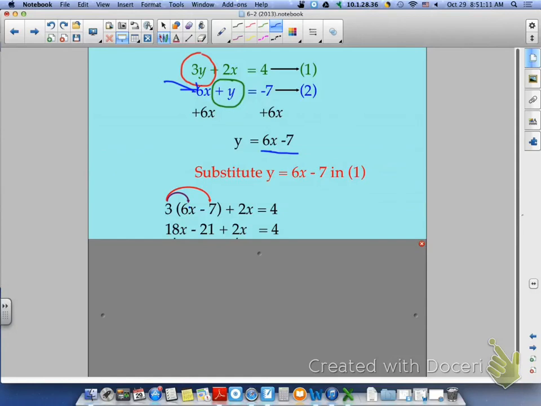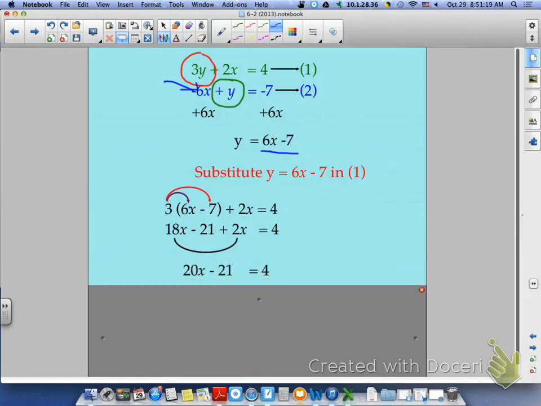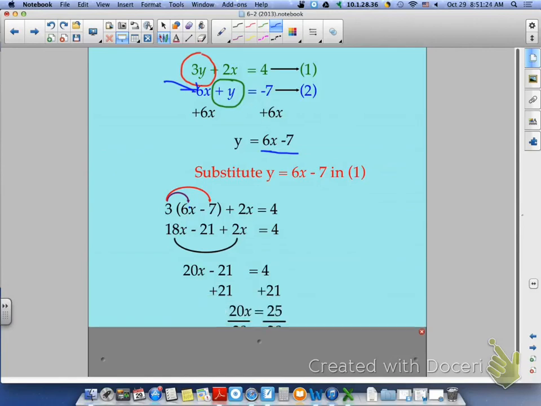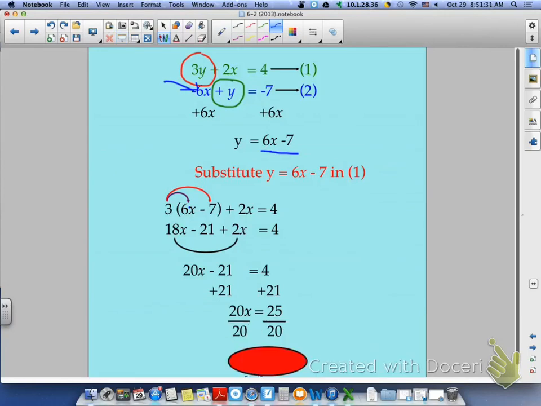Now combine the like terms, 18x and 2x, which will give you 20x minus 21 equals 4. Add 21 to both sides, and you get 20x equals 25. Divide everything by 20, and you get x equals 1 and 1/4. Oh, okay. Oh, I almost got that. Just as Michael did.